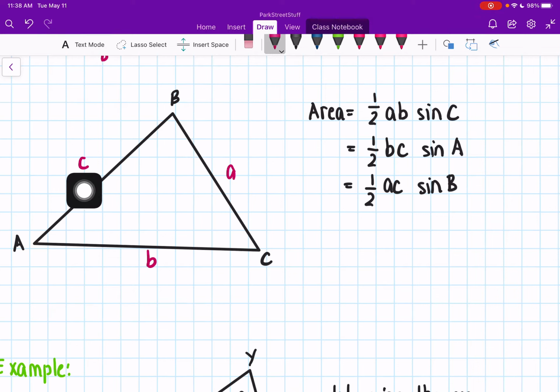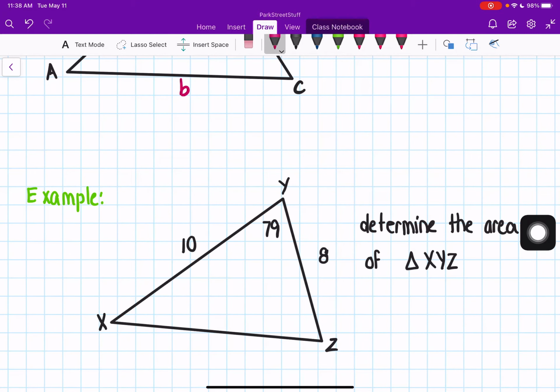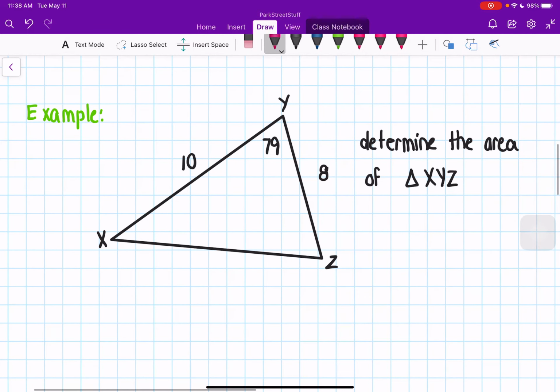So notice we need to have two sides and the angle that they make. All right, so that's called the contained angle, meaning the angle the two sides form is called your contained angle. So let's practice applying that. So here's a really simple one. I've got my two sides and the angle. We want to find the area of this triangle.